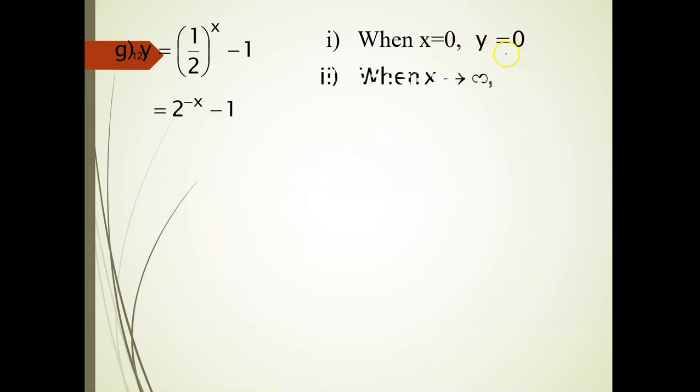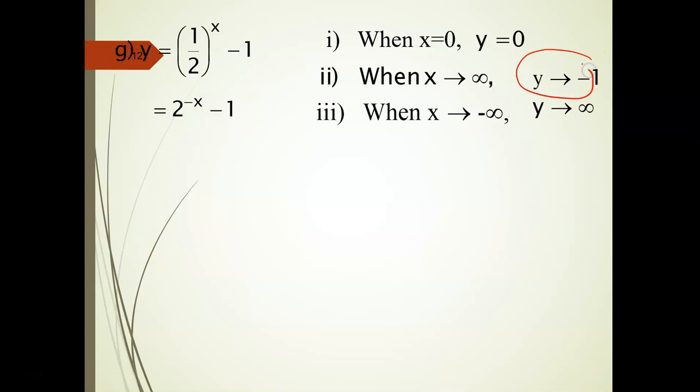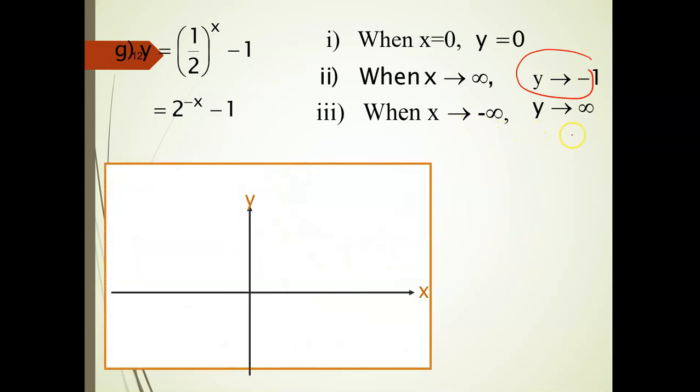Okay, y equals to half x minus 1. So this is the second case where your a is between 0 and 1. The concept will be the same as previous. So 2 negative x minus 1, when x approaching 0, then your y will be approaching 0. When x approaching infinity, then your y will be approaching negative 1 because your graph is going down 1 unit. When x approaching negative infinity, then your y will be approaching positive infinity.